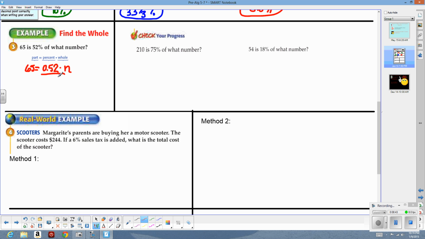Now we're going to divide both sides by 52 hundredths. So that's really messy, but that should say 65 divided by 52 hundredths. And you get the whole equals 125.